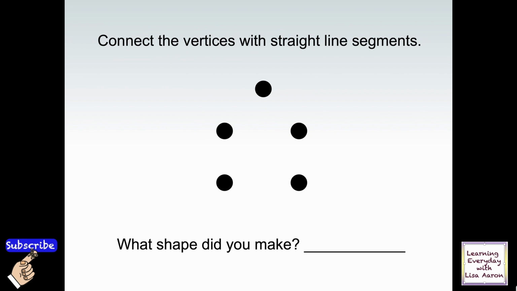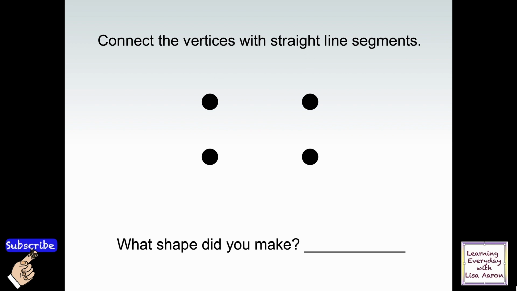Connect the vertices with their straight line segments. What shape did you make? A pentagon. Connect the vertices with the straight line segments. What shape did you make? A rectangle.